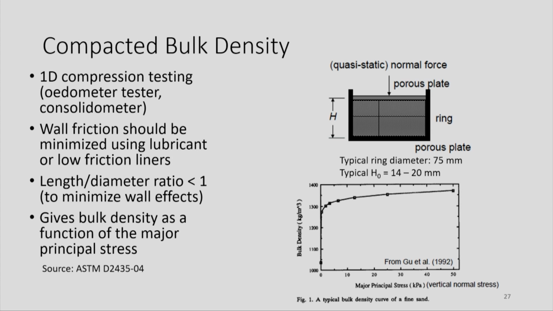So, some lubricant or low friction liners, there are like wax papers. We commonly use wax sheets, put it on the side and then compact so the friction is low.